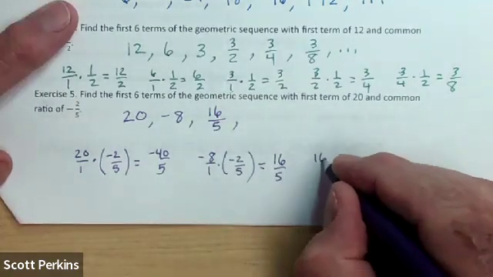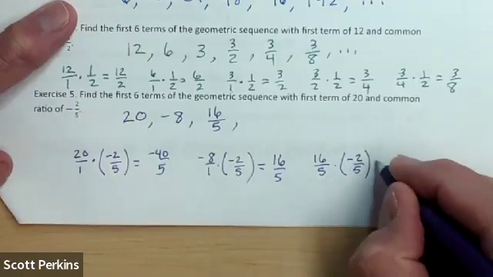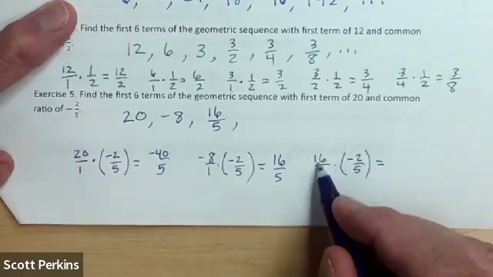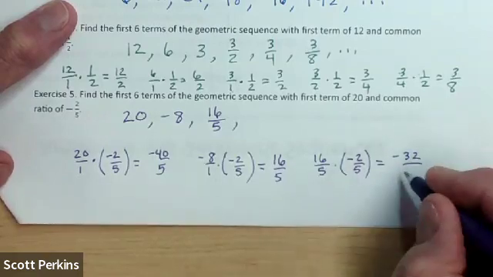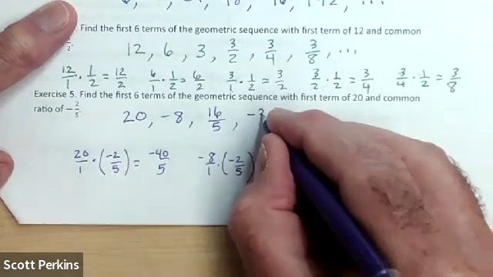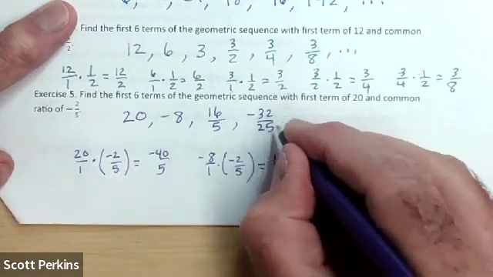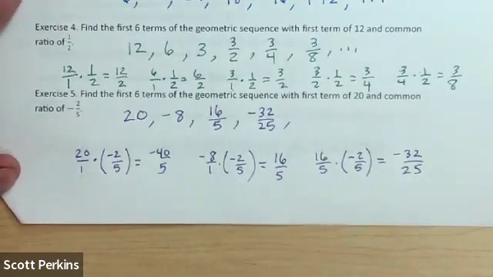And then the 16/5 times -2/5. This is going to give me my fourth term. And so 16 times -2 is -32. 5 times 5 is 25. So -32/25. That's my fourth term. And I'm going to do this 2 more times.